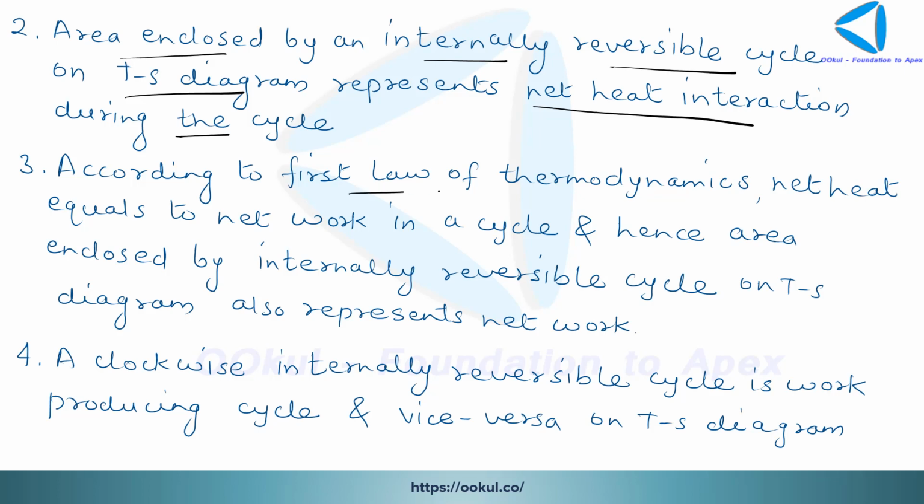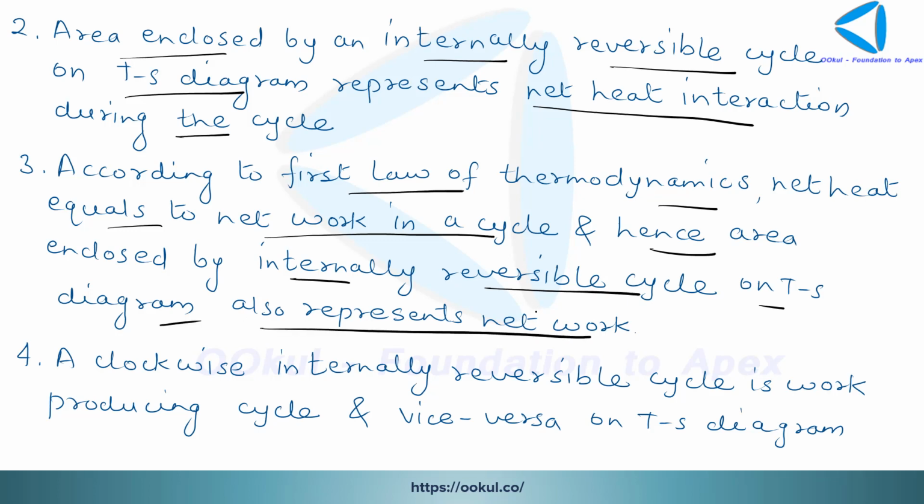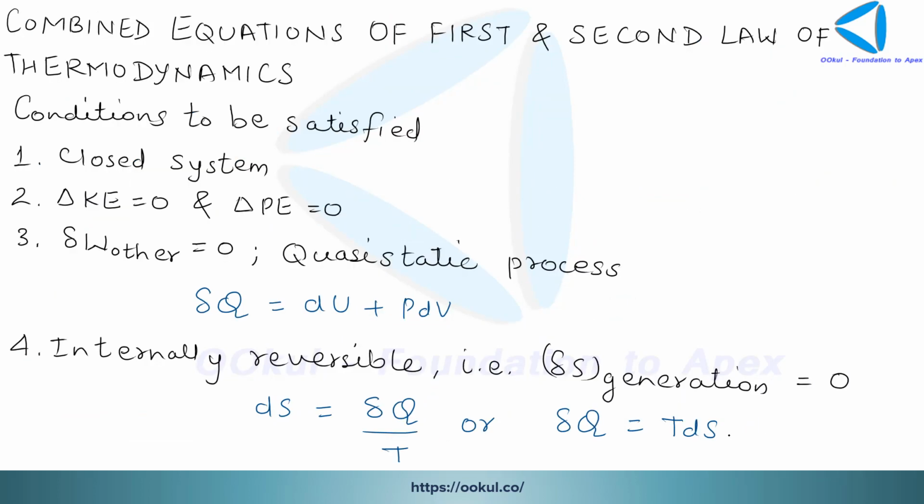According to the first law of thermodynamics, net heat equals net work in a cycle. Hence, the area enclosed by an internally reversible cycle on the TS diagram also represents the net work. A clockwise internally reversible cycle is a work-producing cycle and vice versa on the TS diagram. These points are very analogous to what we discussed about work using the PV diagram. Now we see the combined equations of the first and second law of thermodynamics.